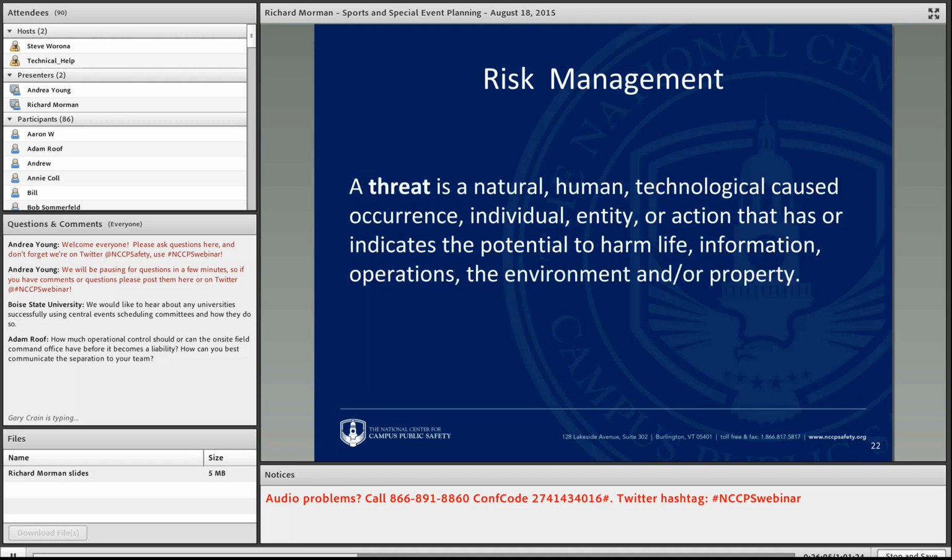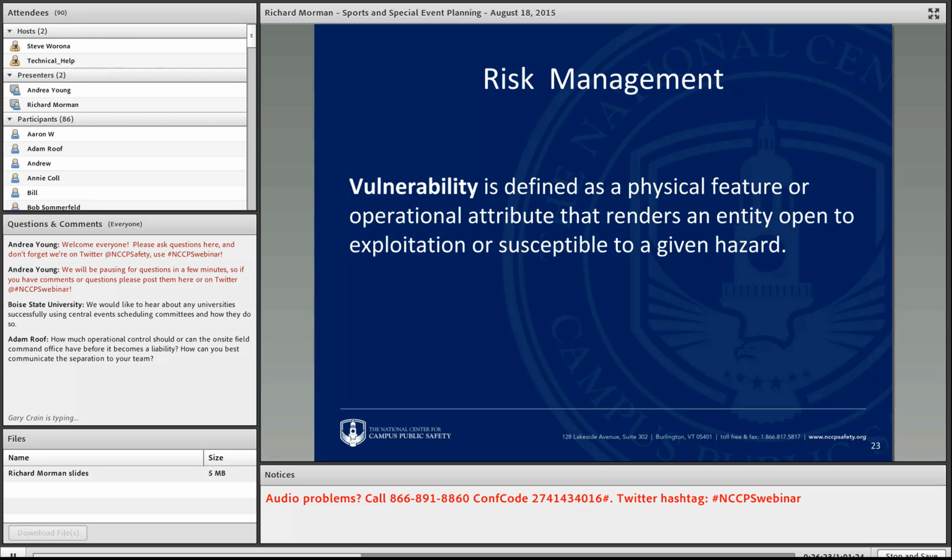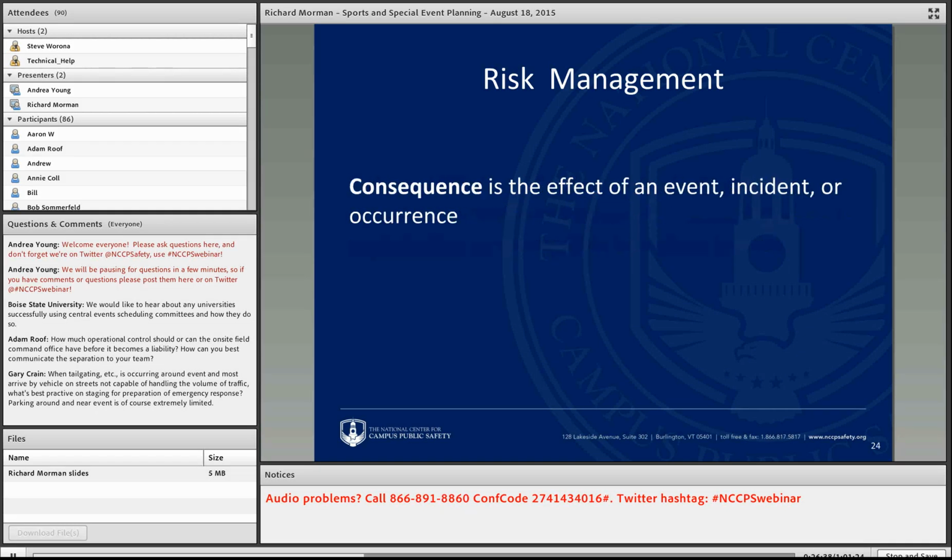So now, just a reminder, a threat is that natural, human, or technological caused occurrence. Or think of a threat as a person, place, or an idea that poses some danger to an asset, and that asset is your event that you're planning. And vulnerability really is defined as a physical feature or operational attribute. Vulnerability is really something that exposes you to a given hazard, a weakness, or absence of a safeguard, so you're open to attack, basically. And then consequence is really the effect of an incident or an occurrence.